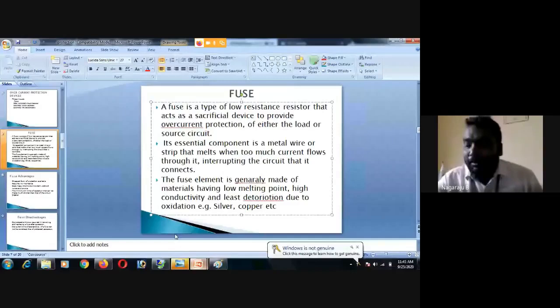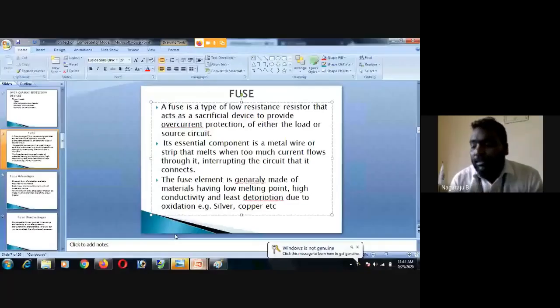Clear? So to opt for that particular rating, you need to go for four things: continuous current carrying capacity, nominal voltage, maximum design voltage, and fourth, the interrupting capacity. These four things you need to fix for the rating of the fuse.